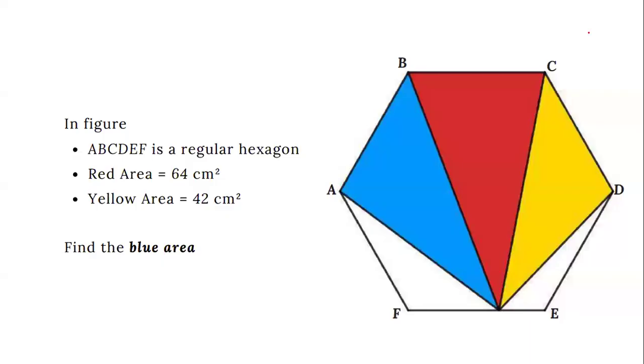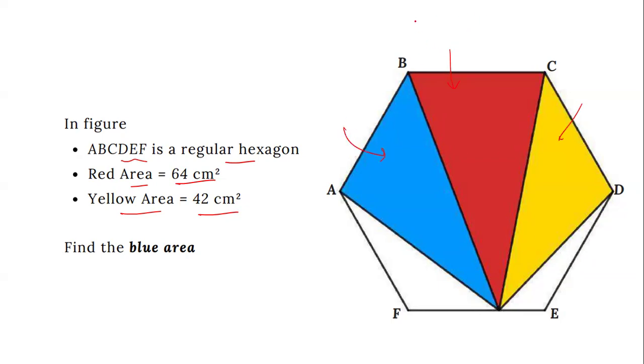So hello guys, in this video we are going to solve this problem. It is given that ABCDEF is a regular hexagon and the red area is equal to 64 centimeter square and the yellow area is equal to 42 centimeter square. So this is the red area and this is the yellow area. We have to find the area of this blue region.